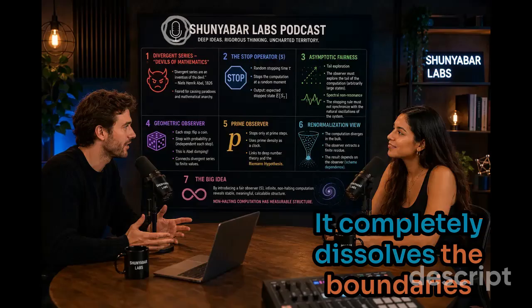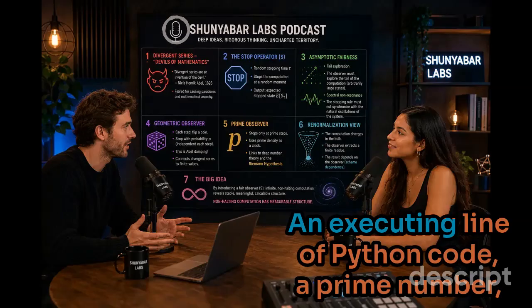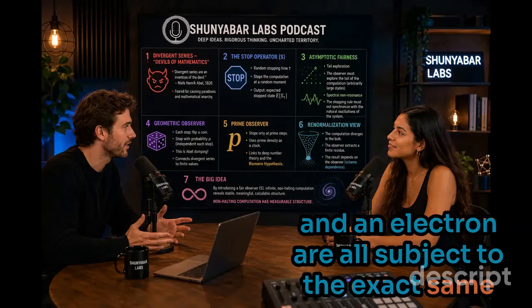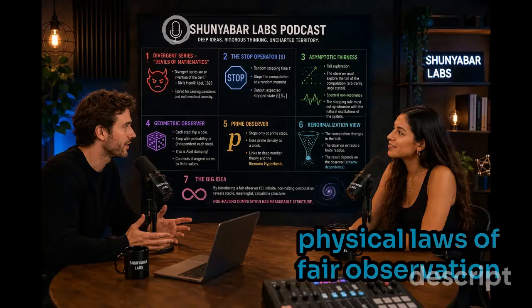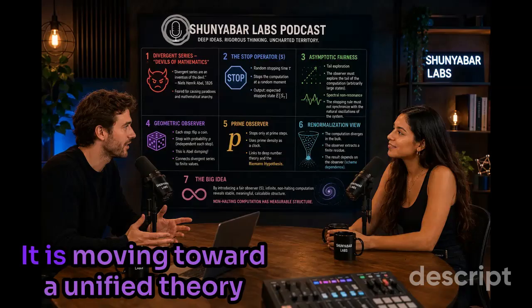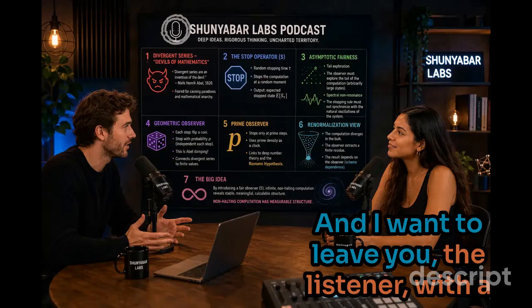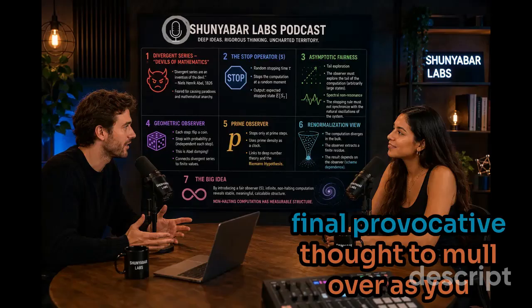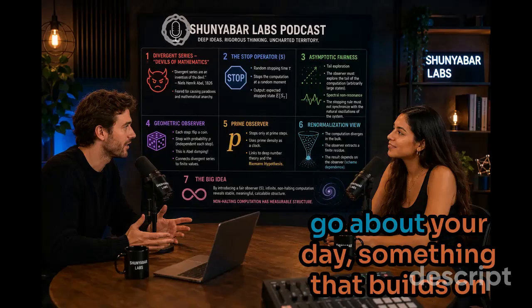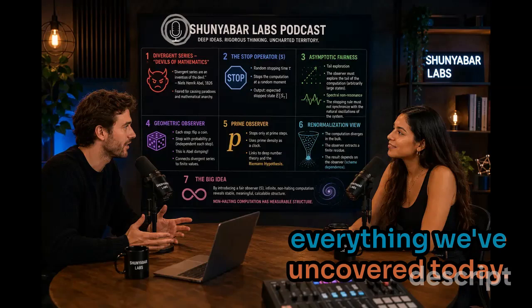It completely dissolves the boundaries between disciplines. An executing line of Python code, a prime number, and an electron are all subject to the exact same physical laws of fair observation and scheme dependence. It is moving toward a unified theory of the infinite. It really is. And I want to leave you, the listener, with a final provocative thought to mull over as you go about your day, something that builds on everything we've uncovered today.